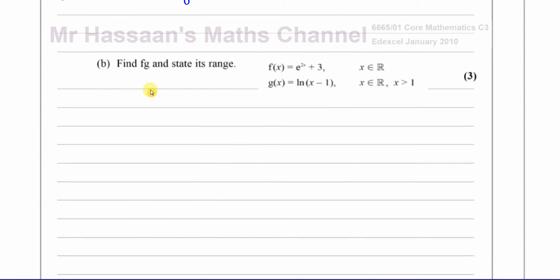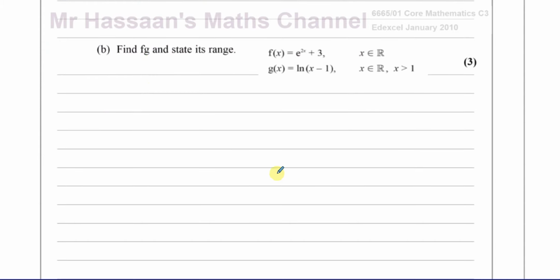Now for part B. This is where we are dealing with the range of the composite function, f and g together. So f of g means you take the function f and replace the x in f with what g is. So you put g inside f. The function g goes inside the function f. So we're finding f of g. ln of x minus 1 is going to go inside this function, so wherever you see x, you replace it by ln of x minus 1.